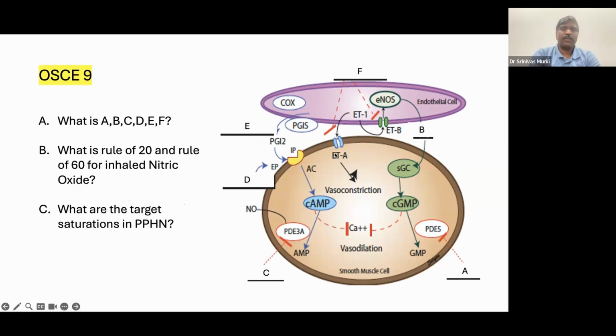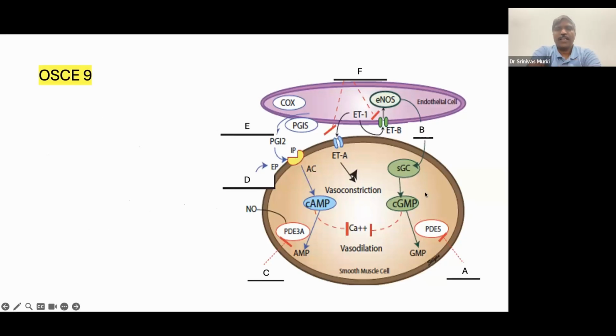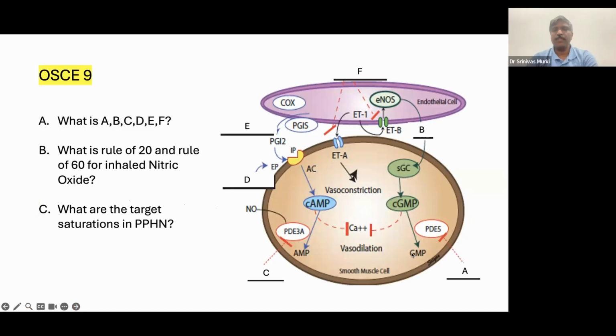Now coming to the graph here, you can see there are 3 molecules you should remember as far as vasodilatation is concerned: cyclic AMP, cyclic GMP, and endothelin. If the levels of cyclic GMP and cyclic AMP increase, there will be vasodilatation. If endothelin acts on the endothelium, then there will be vasoconstriction. So what you do in PPHN is you increase cyclic GMP level by preventing degradation, that is, by a phosphodiesterase inhibitor, which is sildenafil.